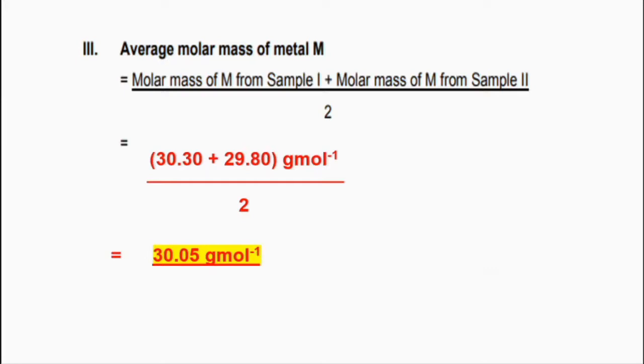Remember, the unit for molar mass must be grams per mole. 30.05 grams per mole. So this is the average molar mass of metal M based on my samples, or my experimental data. You might get a different value based on your own data. Okay, all right.